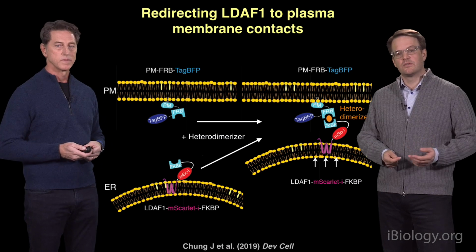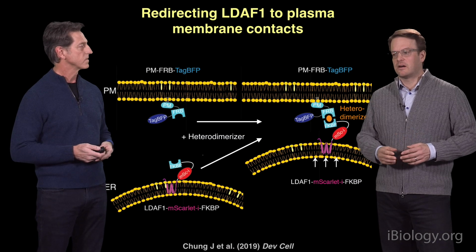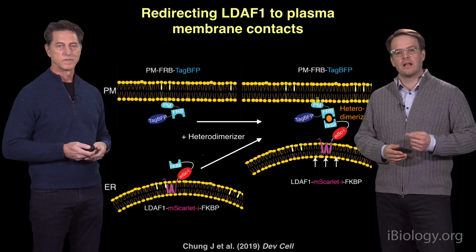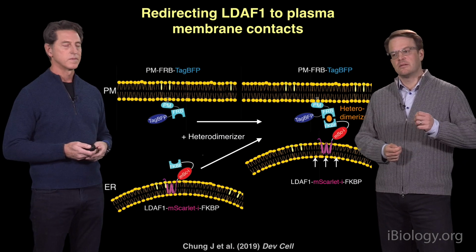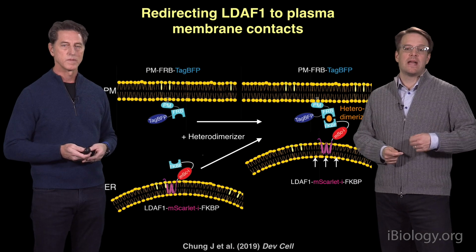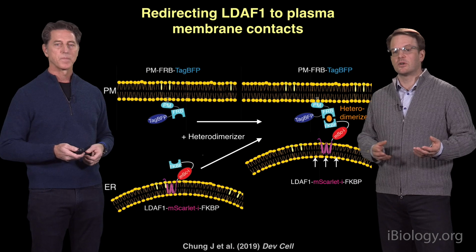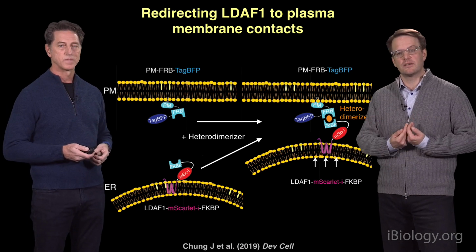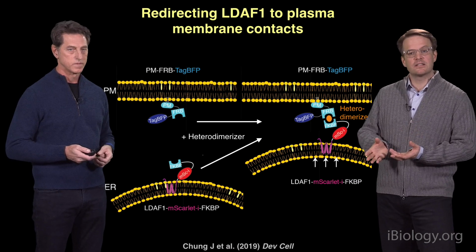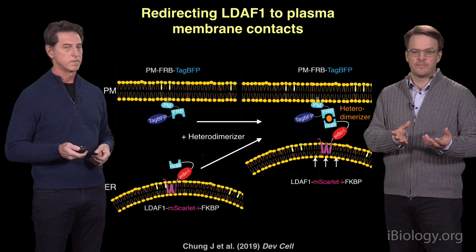In this experiment, we used a chemical biology trick in which we've generated an artificial, chemically induced heterodimerizing version of LDAF1 that can be bound to a plasma membrane anchor. When we add a chemical heterodimerizer to cells that express those two constructs, those two parts of the proteins form a complex, and that drags the whole endoplasmic reticulum in close proximity to the plasma membrane.